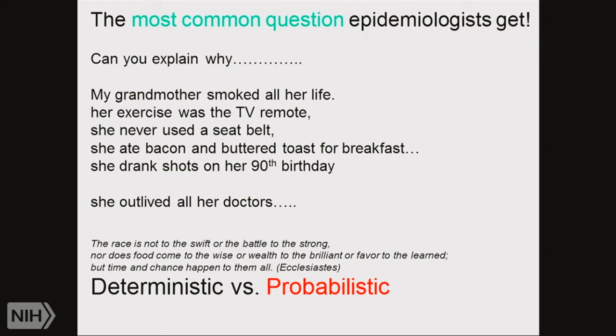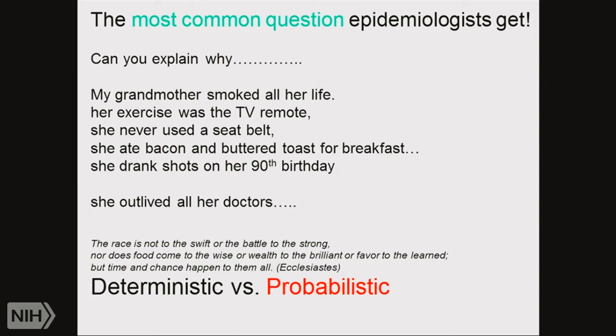So just a common question that epidemiologists get: how can you explain this? My grandmother smoked all her life. She didn't exercise, didn't use a seatbelt. She ate bacon every day. She drank. She outlived all her doctors. How do you explain that? And the answer is that epidemiology is a probabilistic science. It's not deterministic. So you always get individual outliers. In fact, individual outliers are a mathematical certainty. You're always going to get them. So it's just something to keep in mind.